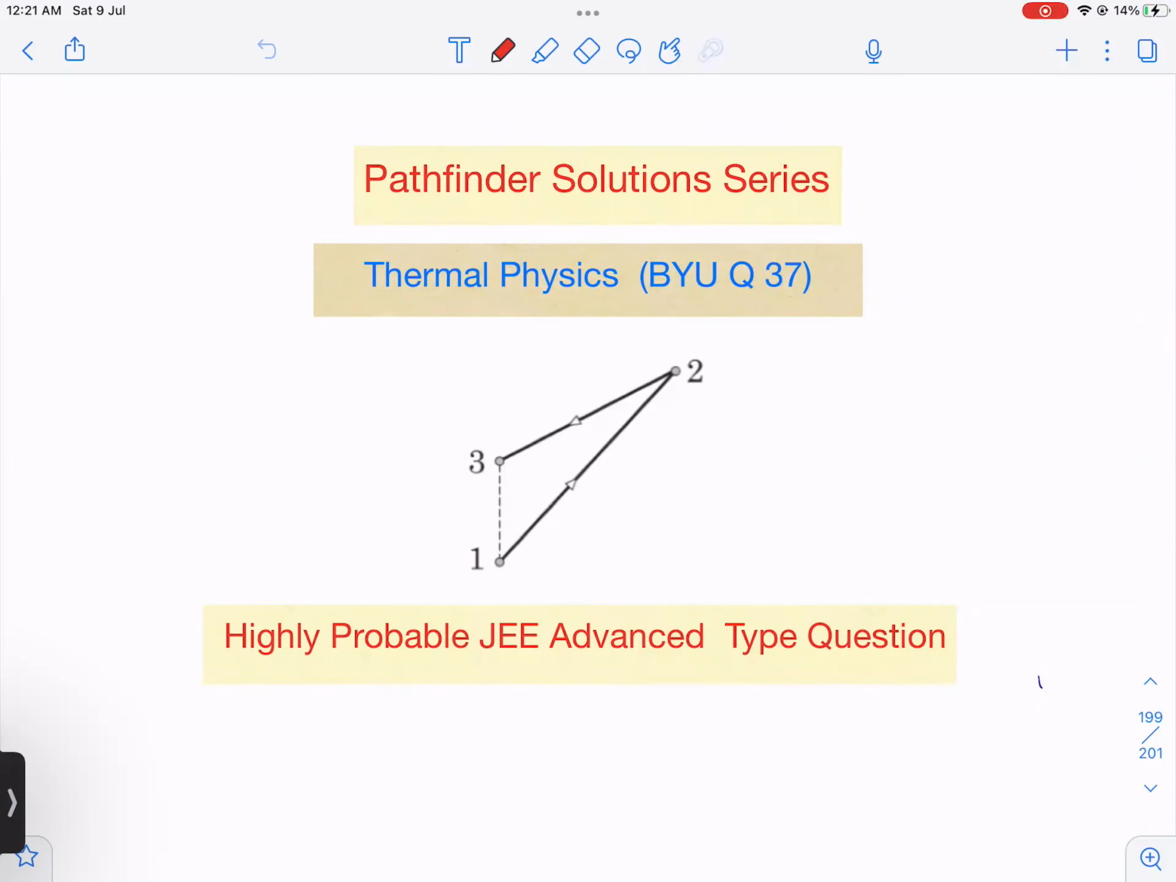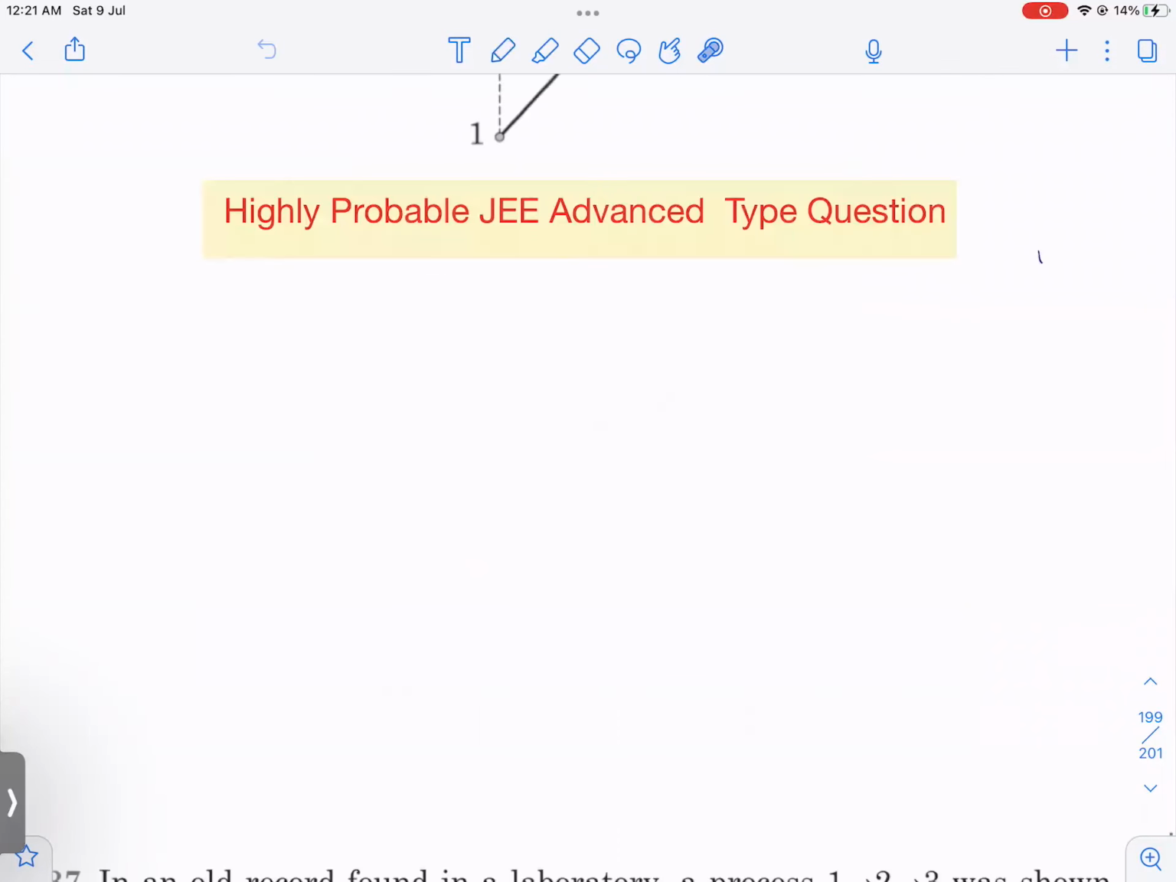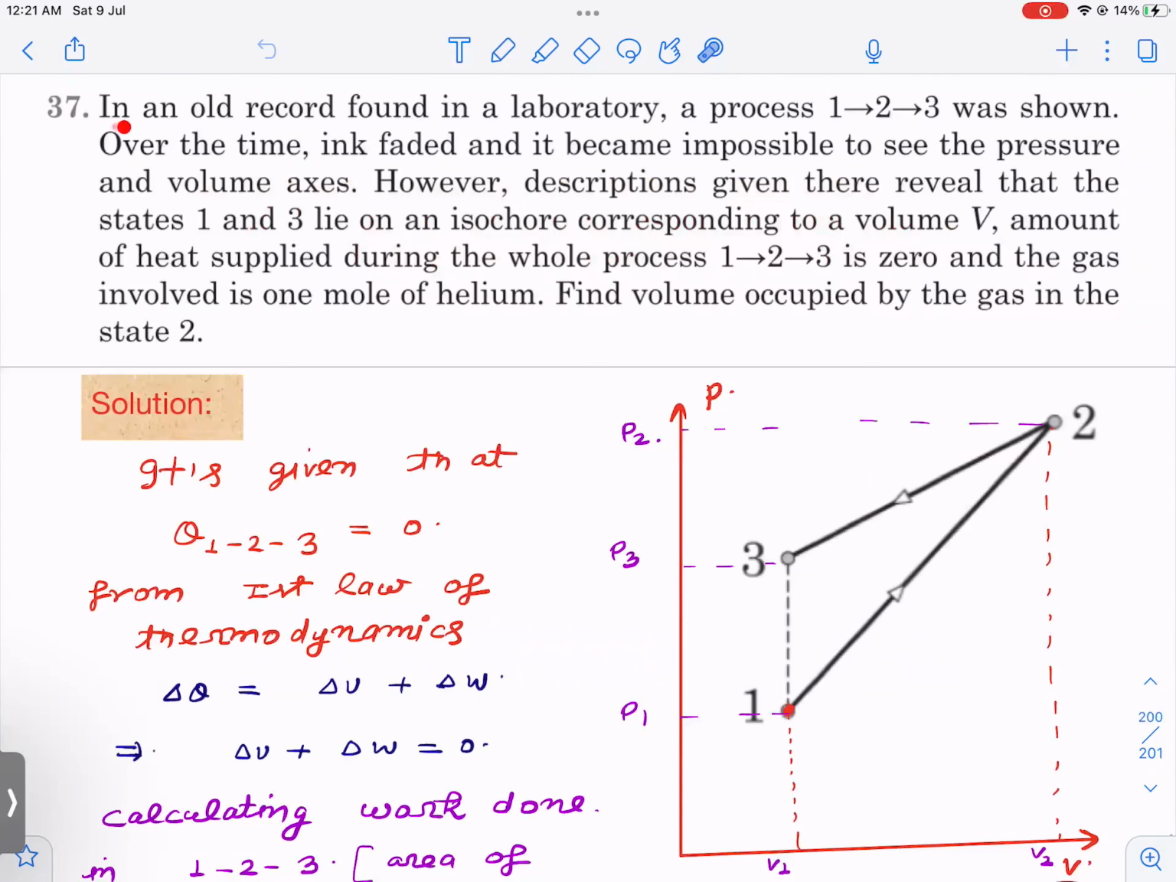This is thermal physics, build up your understanding, question 37 from the book Pathfinder. The question is that in an old record found in a lab, there is a process 1, 2, 3. So I have drawn it here. Over time, you can't see which is the pressure axis and which is the volume axis.